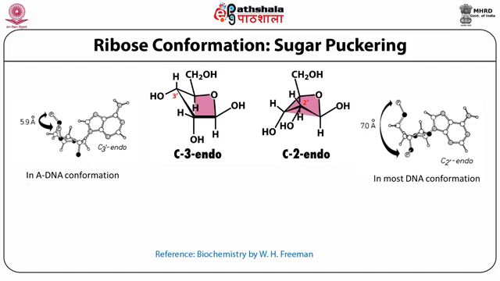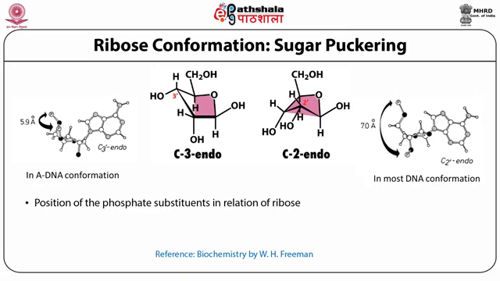So based on the C3 endo or C2 endo conformation of the sugar, the spacing between phosphate substituents actually changes. Most of the DNA conformations which you will see are C2 endo conformation, where the distance between the phosphate groups is 7 angstrom. But there are special cases like A-DNA or many cases of RNA, where the ribose sugar stays in the C3 endo conformation, and the distance between the phosphate groups is 5.9 angstrom.